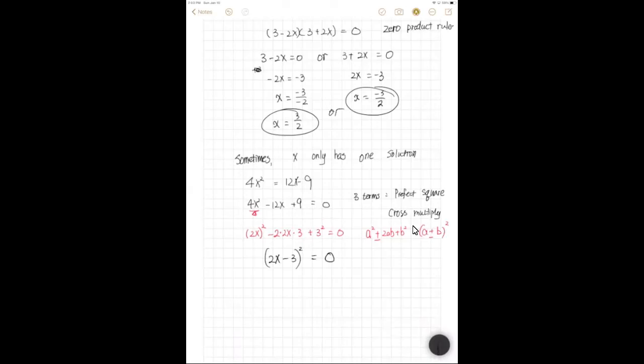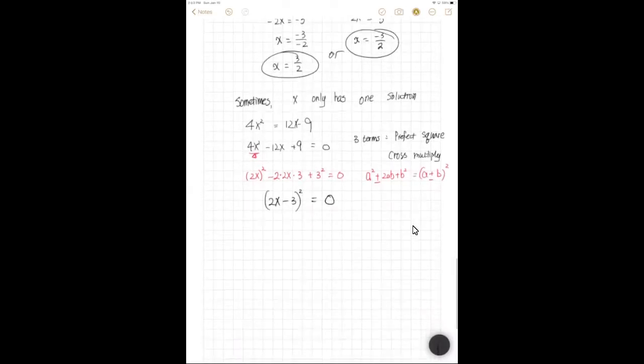Okay, so in here, what's next? Think about what number squared is equal to 0. Think. 0 squared is equal to 0. You can't find another number. So that means this term, 2x minus 3, is equal to 0. So our x is going to equal, you add 3 on both sides and then divide by 2, which is 3/2. So you only have one solution.